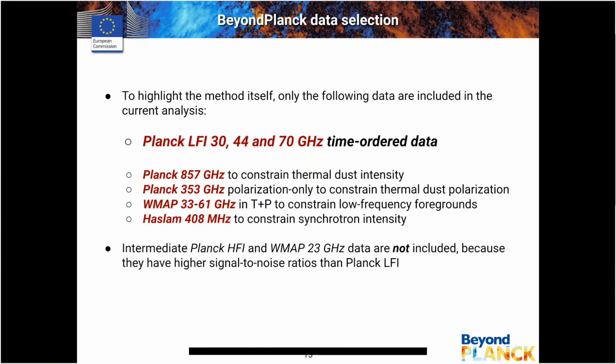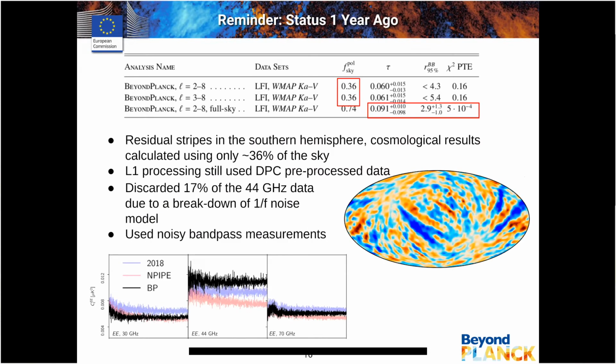So for those of you who were here a year ago, I'll just give you a short reminder of where we were at that point. So we had basically a fully functioning pipeline. However, there were some outstanding issues that we were still in the process of tracking down. So we had residual striping in the southern hemisphere. And so that meant that we were only calculating our cosmological results over the 36% of the sky in the northern hemisphere.